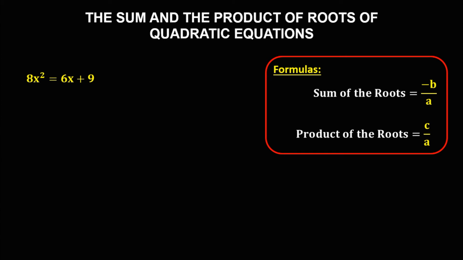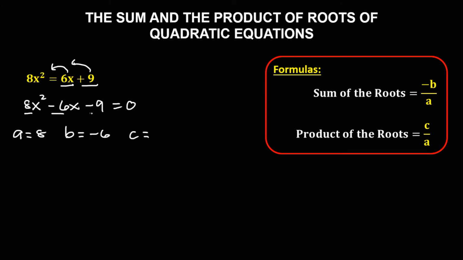Then for this given, we need to rewrite this one first in standard form. So we have 8x squared, then transpose this positive 6x, which becomes negative 6x, and transpose this positive 9, which becomes negative 9, then equals 0. Then to find the values of a, b, and c, a is positive 8, b is negative 6, and c is negative 9.